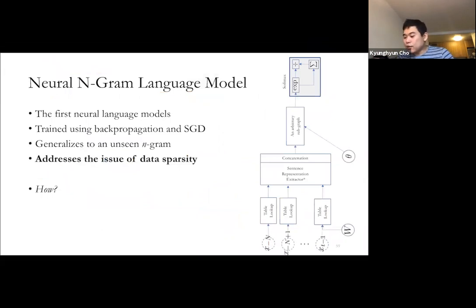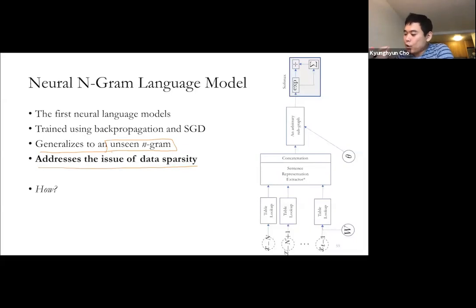Now it turned out that this neural network automatically addresses the issue of data sparsity by generalizing to unseen n-grams, right? The issue with data sparsity in the count-based n-gram language model came from the fact that some of the n-grams are never going to appear in the data. And when that happens, either we get zero probability or a probability that is not well defined, because we had to use the fraction between the n-gram and the n minus one gram. If the denominator is zero, it's not even well defined. So that was the issue.